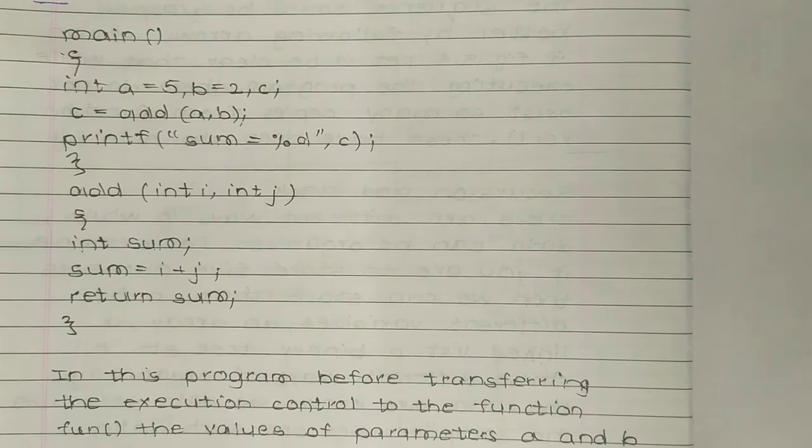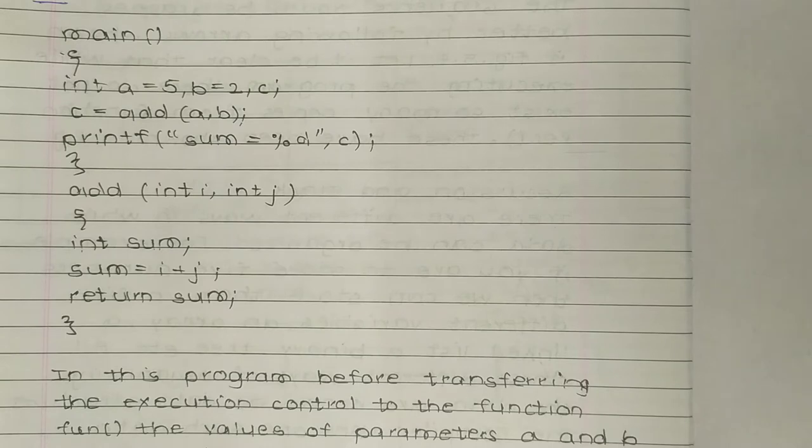Now the add function: int i, int j. So i and j are integers we are defining. Now int sum, so sum is also an integer. sum is equal to i plus j. So sum is the addition of i and j. Now return sum, that means return the sum.